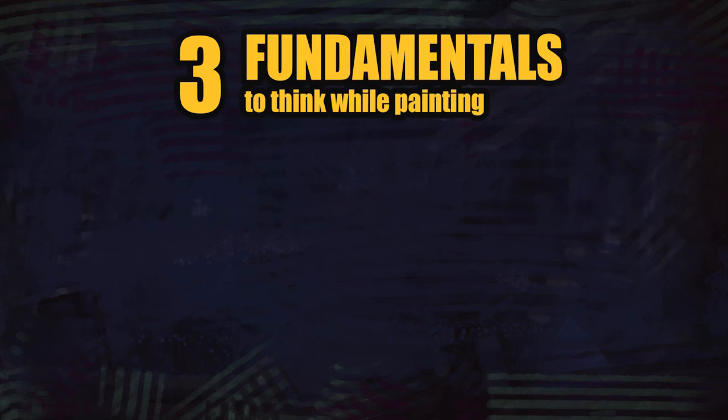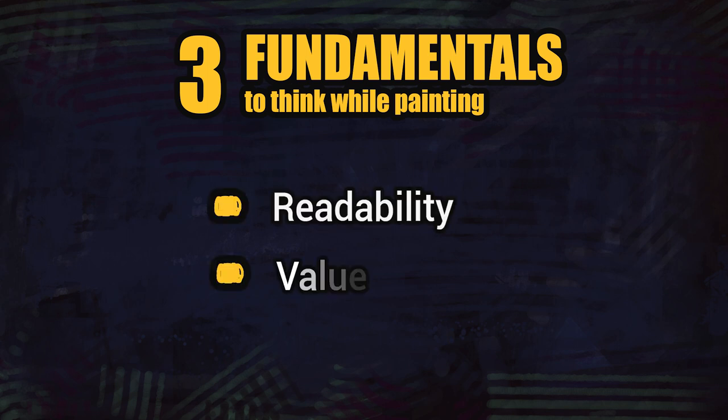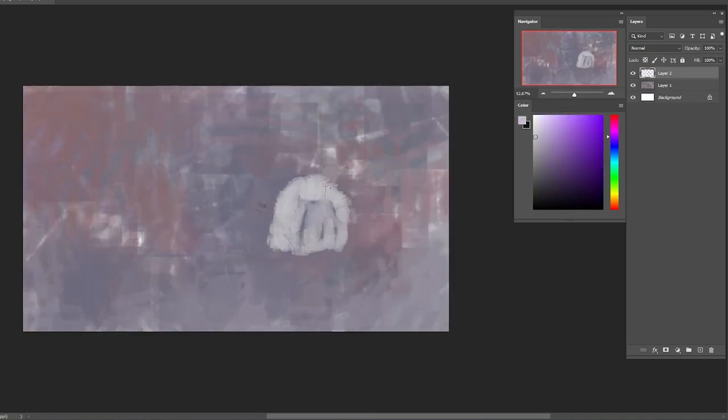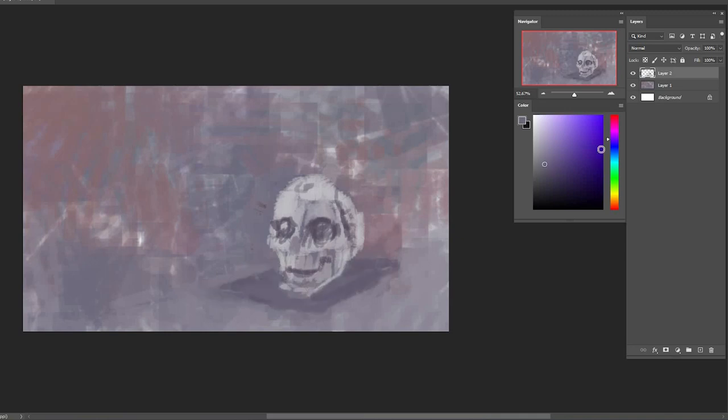There are three basic fundamentals to think about while we are painting. They are readability, values, and edges. Let's start with readability. It is more important to communicate a meaning or a story of a piece than to convey its style. The message should be clear to the viewers.